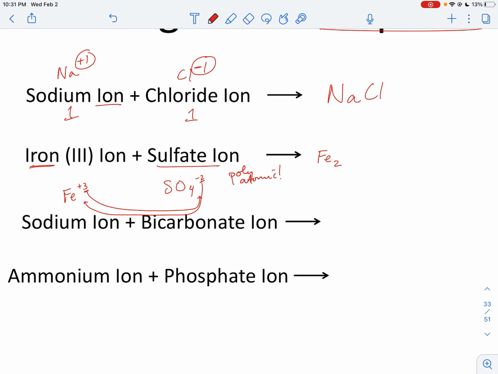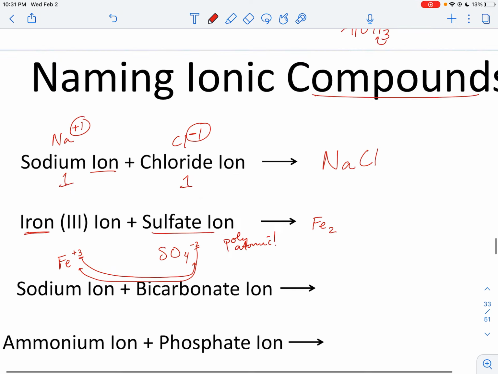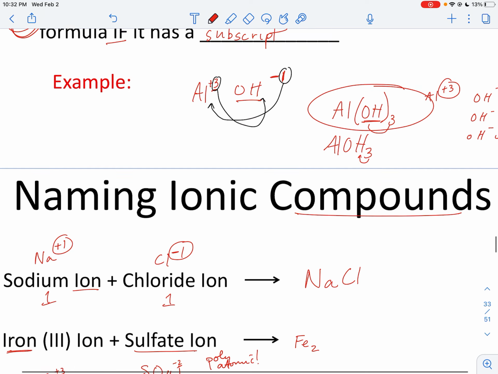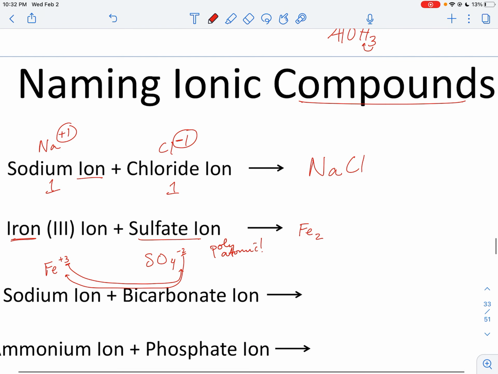we need more than 1, and so we're going to have to use parentheses. Remember, that was rule number 3. Use parentheses around a polyatomic if it's going to have a subscript, a subscript other than 1, I should say, a subscript like 2 or 3 or 4. If you need more than 1, then you've got to use parentheses. So I'm going to put it in parentheses and put that 3 outside.